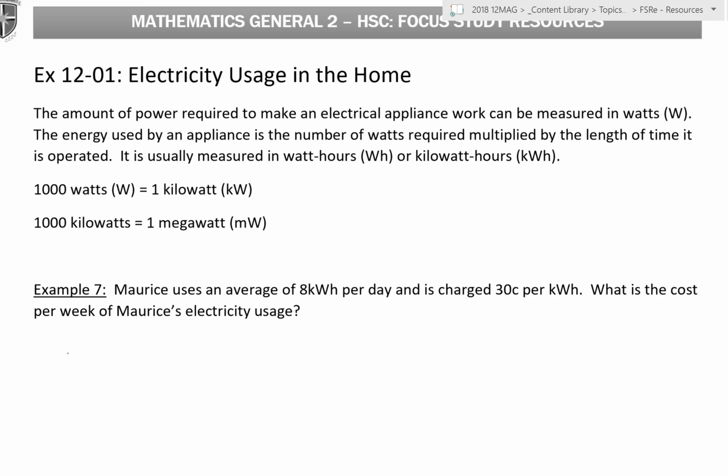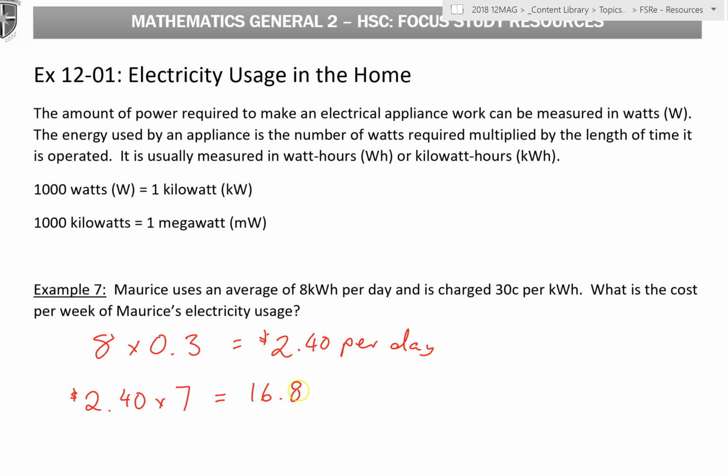So that means each day I've got 8 times 0.3, which is $2.40 per day, and $2.40 by 7 days a week is $16.80, I reckon. Okay, so they're reasonable figures, I suppose, about $16.80.